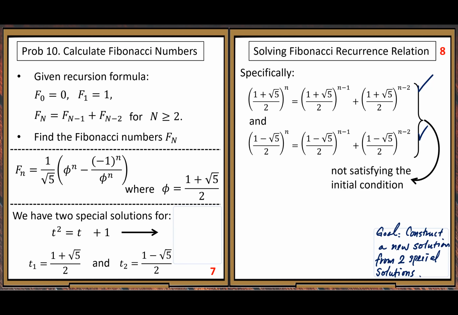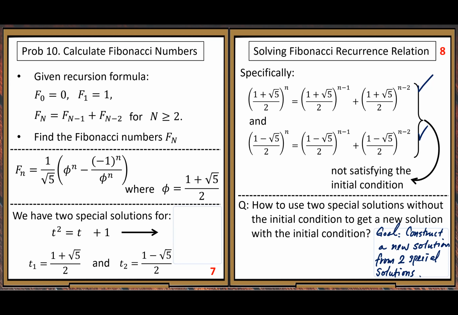There is a simple idea in math, very simple. But if I do not show you this simple property, it's hard to imagine the construction. The question is, how to use two special solutions without the initial condition to get a new solution with the initial condition. So that's what we are going to do.